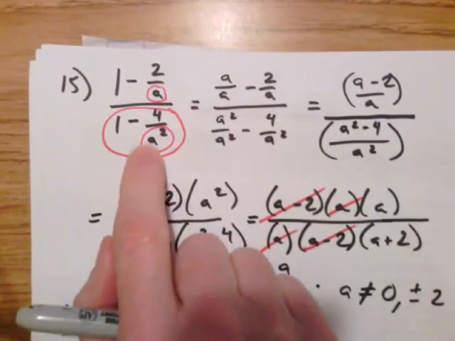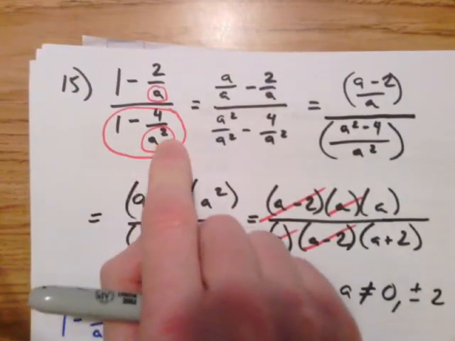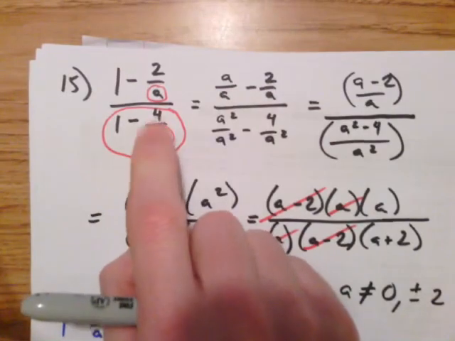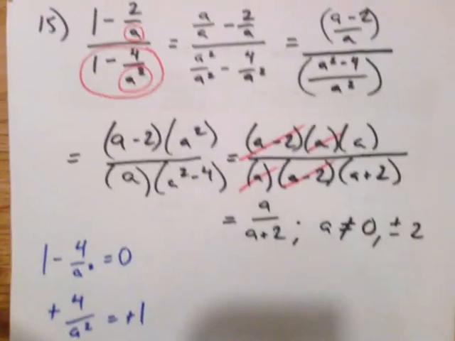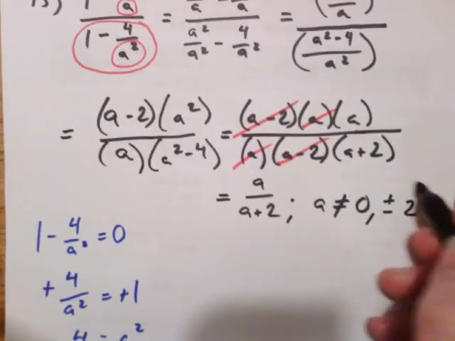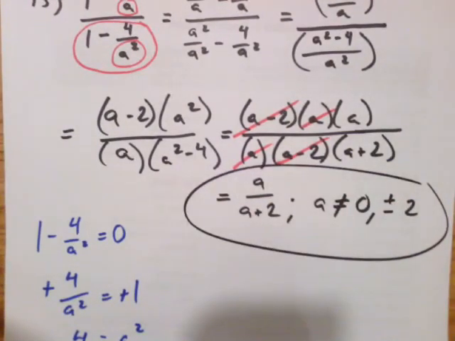If you plug in the 2 or the negative 2 into a squared, either way, negative 2 squared or 2 squared is 4. 4 divided by 4 is 1. 1 minus 1 is 0. There's your answer. Quick check, 15.